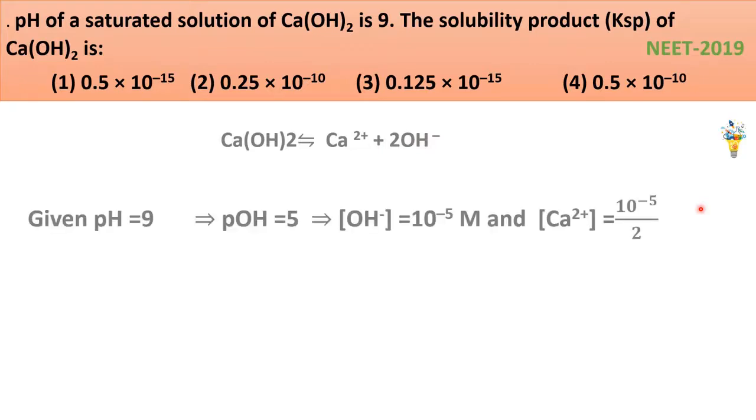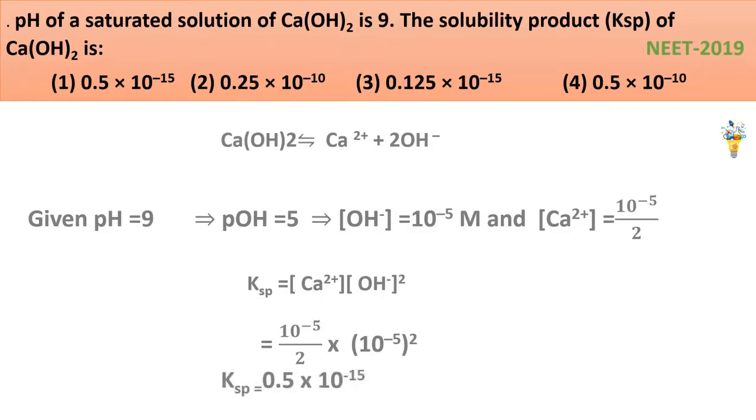Given that the pH is equal to 9, so pOH is equal to 5. The hydroxyl ion concentration, obviously, is 10^-5 M, and the calcium ion concentration is 10^-5 by 2. So writing Ksp, what is Ksp? It is the solubility product: the product of the concentration of the Ca2+ ion and the concentration of the hydroxyl ion raised to 2. By substituting the values, Ca2+ is 10^-5 by 2, into (10^-5) whole square. So Ksp is equal to 0.5 into 10^-15.